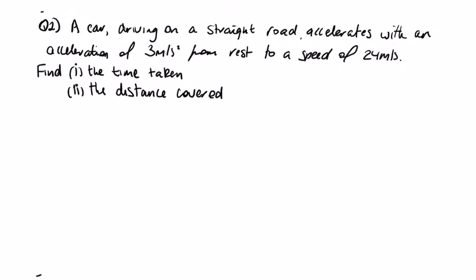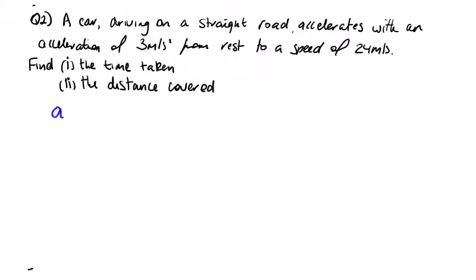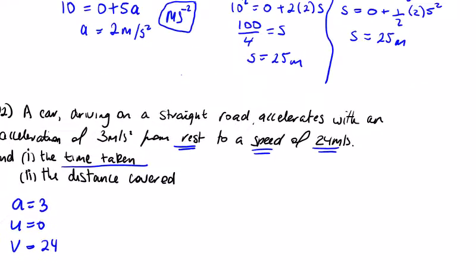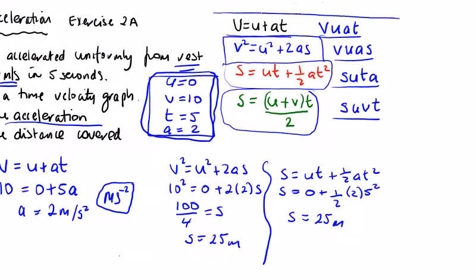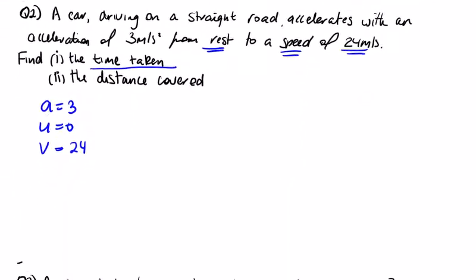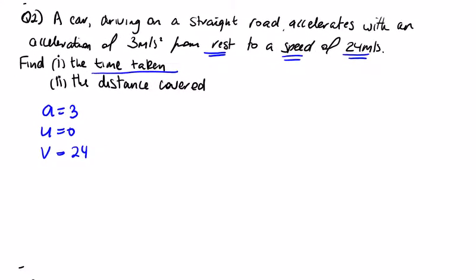Question 2, a car driving on a straight road accelerates with an acceleration of 3. A is equal to 3. From rest, u is equal to 0, to a speed v of 24. V is equal to 24. Find the time taken. So you should have the formulas all written in front of you. So write these formulas out on one page. Have them in front of you until you learn them off by heart. You will learn them off by heart in a week or 2. So v is equal to u plus at will help us here. So 24 is equal to 0 plus 3t. So you can see here t is equal to 8 seconds.